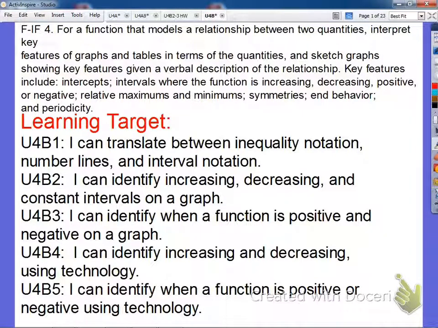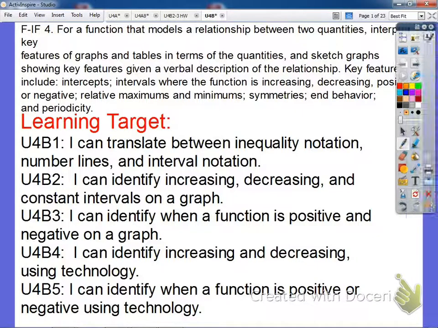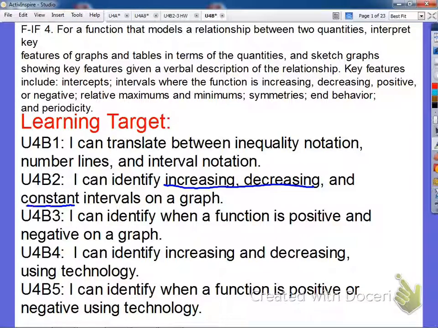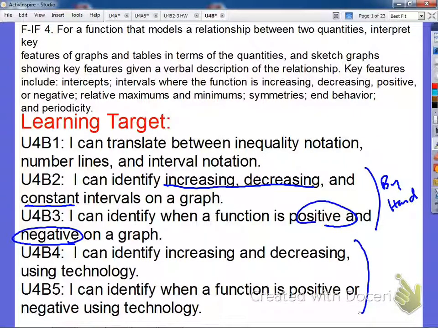Okay, hello. In this lesson, we will be looking at graphs and determining where they are increasing, decreasing, or constant. We will also be looking at where the graphs are positive or negative. And then we'll be doing that by hand. And then we'll be looking at the exact same skills by starting with the calculator.